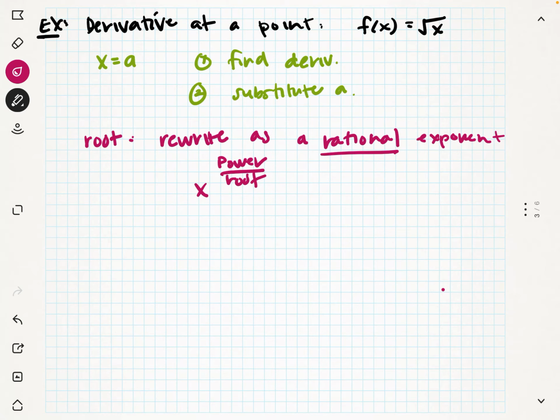If we notice this one, there's no power on the x, so our power is going to be 1. Our root is the square root, so that's root 2. So what we did was we rewrote this as the rational exponent.